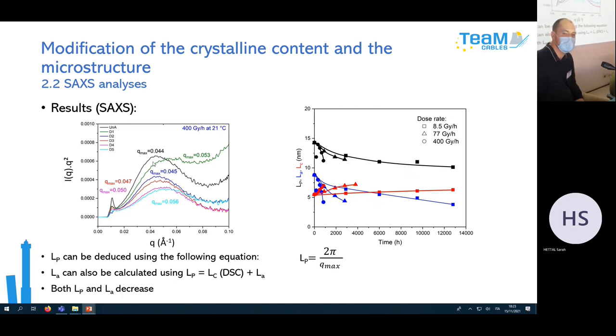And you can observe different things. First, you can see the evolution of Qmax. Qmax is related directly to LP, the long period I was talking about in the previous slide; you can relate it through this formula with the position of Qmax. By using the LC calculated with DSC, you can also calculate LA to deduce the thickness of the amorphous phase. On the graph on the right is the evolution of these three lengths. LP decreases as a function of aging time, and LC increases. So the consequence is LA decreases as a function of time. Just try to remember what I'm saying now: LA is decreasing.